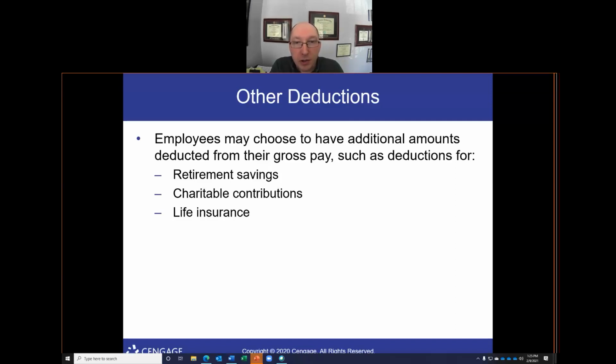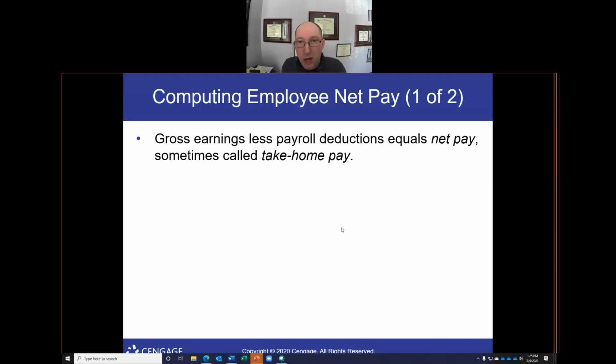Employees may choose to have additional deductions such as retirement savings, charitable contributions, life insurance, child support coming out of there. The list goes on and on. And there could be other benefits that your employer helps you with but doesn't always cover the whole cost of, like dental insurance, things like that.